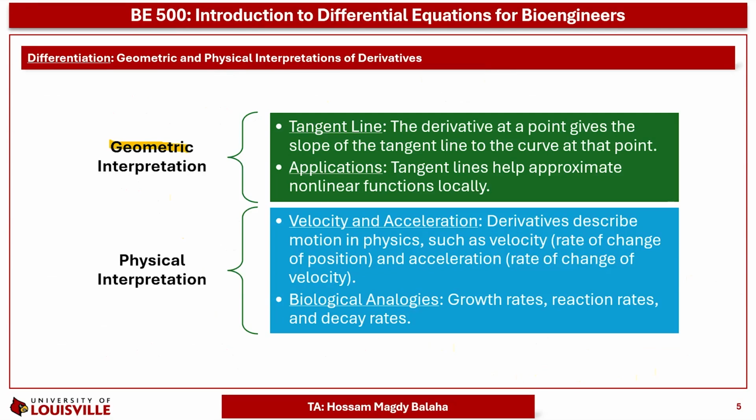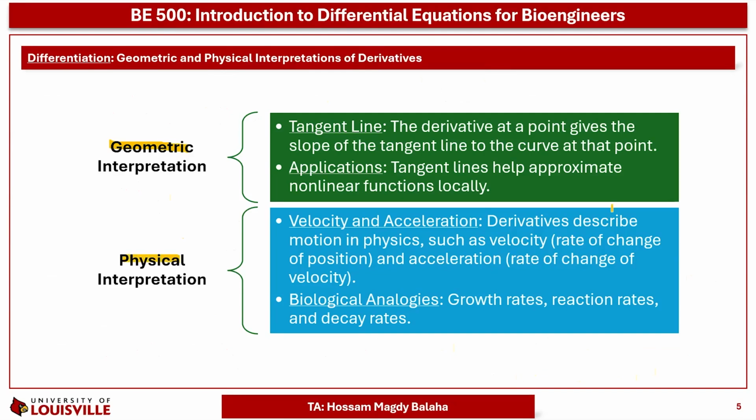For example, in biology, tangent lines can be used to approximate the growth rate of a population or the rate of a chemical reaction at a particular moment. The local approximation is particularly useful when dealing with nonlinear systems, where exact solutions may be difficult to obtain. By understanding the geometric interpretation of derivatives, you can better visualize and interpret the behavior of dynamic systems.